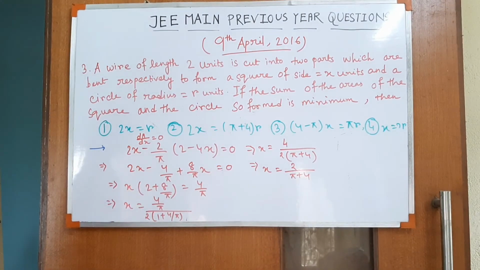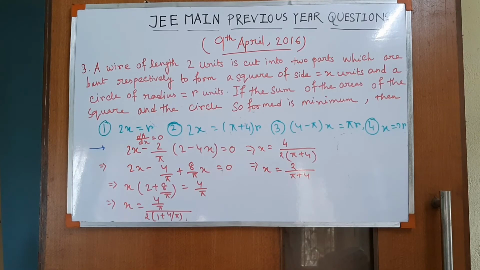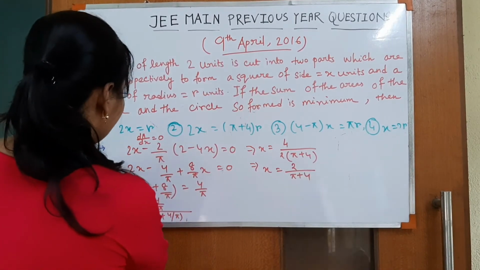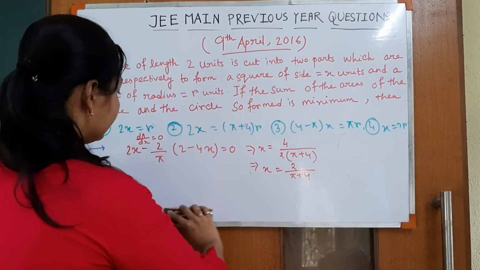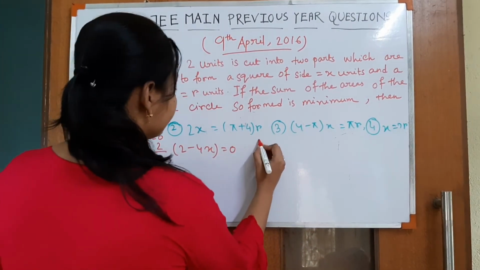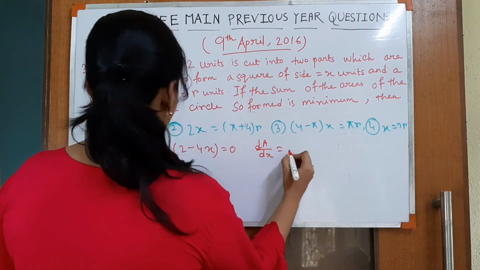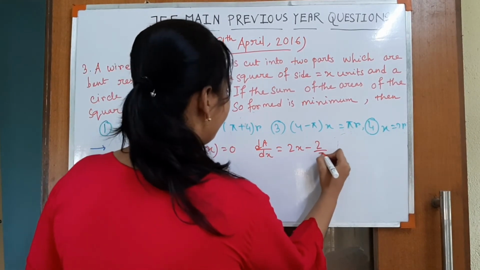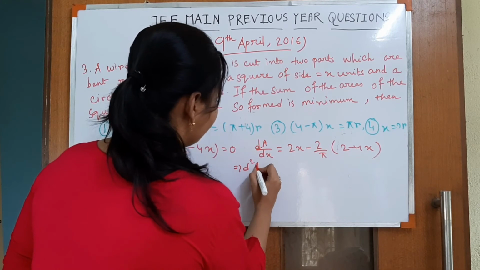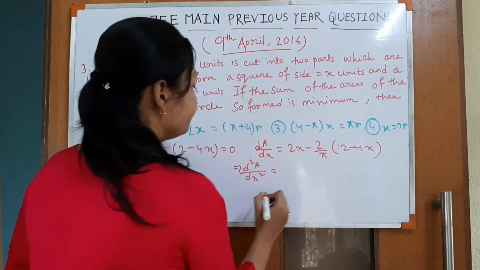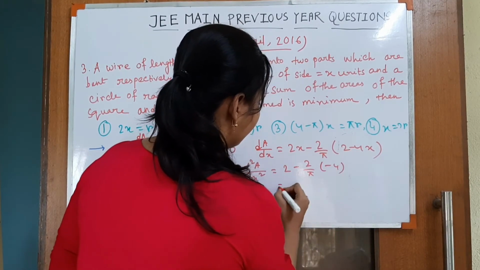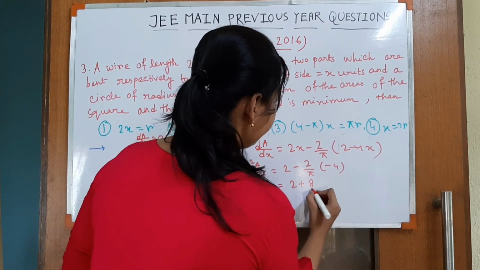Note it down. Next we have to find d2A by dx2 from dA by dx. So here dA by dx equal to 2x minus 2 by pi into (2 minus 4x). So d2A by dx2 equal to 2 minus 2 by pi into minus 4, that is 2 plus 8 by pi.